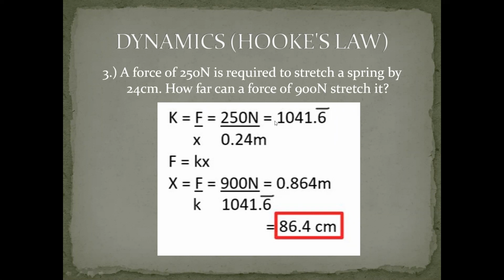And now na meron na tayong spring constant, you can now solve for x. So x is equal to F over k, wherein F is 900 newtons and k is 1,041.6 repeated. And if you're going to divide that, you're going to get 0.864 meters. And if you want to convert that to centimeters, you're going to just move 2 decimal places to the right, and you're going to get 86.4 centimeters. Okay, so mas madali yung Hooke's law kaysa sa kinematics kasi sobrang daming formulas na kailangan mong malaman doon. Dito, dalawa lang. So, ayan yung pinakaiba ng Hooke's law and kinematics.